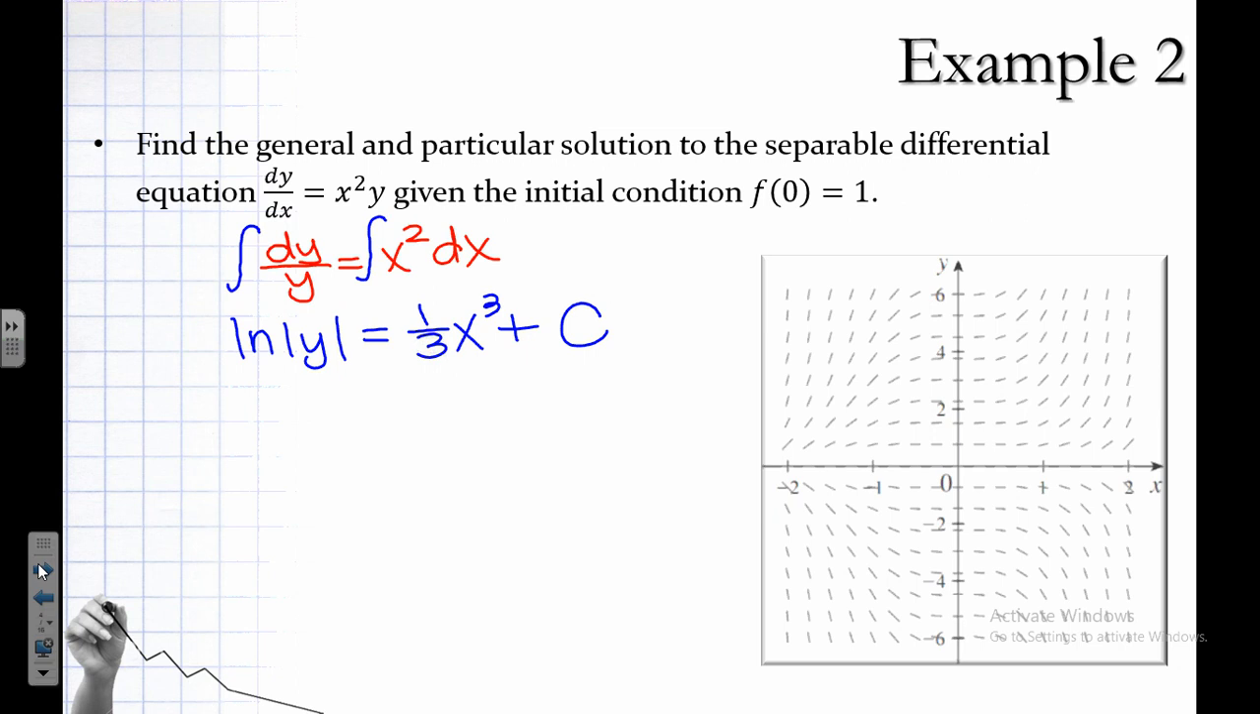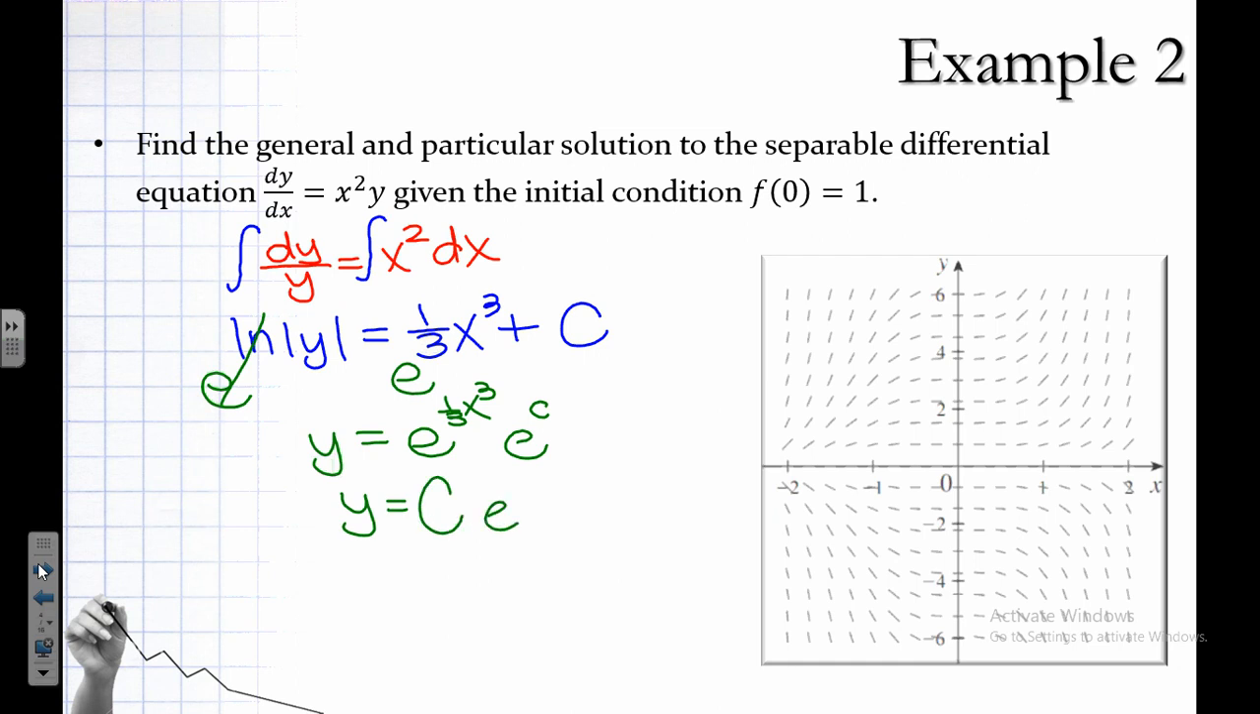All right. This is a process we need to be reminded of, right? To solve for y, what do we do? We need to exponentiate both sides, essentially. e to the natural log cancels out. We have y equals, this is always going to be positive, so we don't have to worry about the absolute value, e to the 1/3 x cubed plus c, which would mean times e to the c. And what is e to the c? It is a constant. So we're going to write it as a different constant, but still a constant.